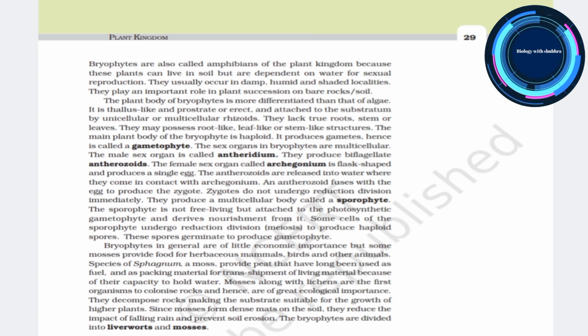So here fusion of the male gametophyte and female gametophyte takes place to produce zygote, that is the diploid cell, and it undergoes reduction division to produce gametophyte by meiosis.